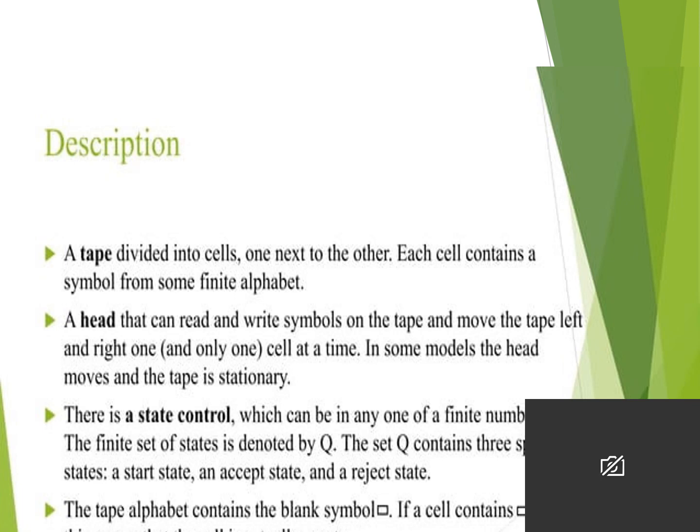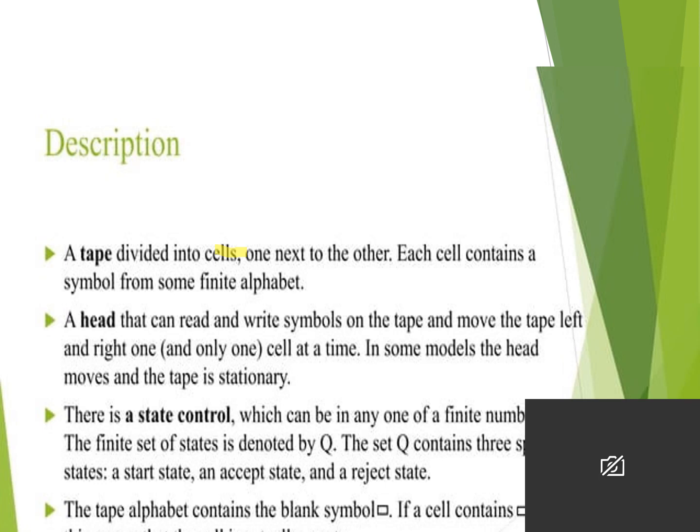This tape is divided into cells, one next to the other, each cell containing a symbol from some finite alphabet. The head can read and write the symbols on the tape and move the tape from left to right one cell at a time. At a time, we can move only one side, left side or the right side. In some models, the tape head can move in both directions, and sometimes the tape is stationary.